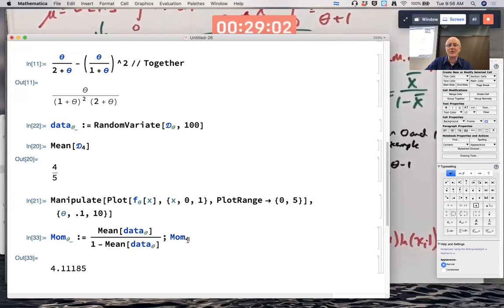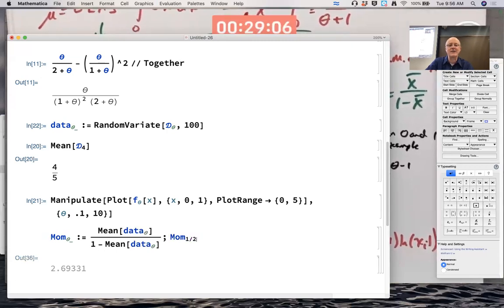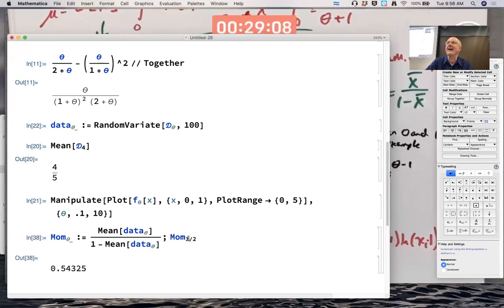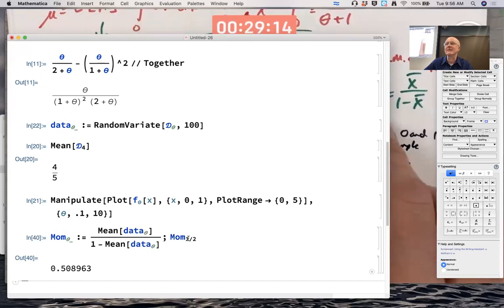If theta were 3, is it close to 3? Yeah. If theta is 1/2, is it close to 1/2? Yeah. This is helping me believe this is a good estimator. It's not a proof that it's unbiased or anything. But it's not doing too bad.